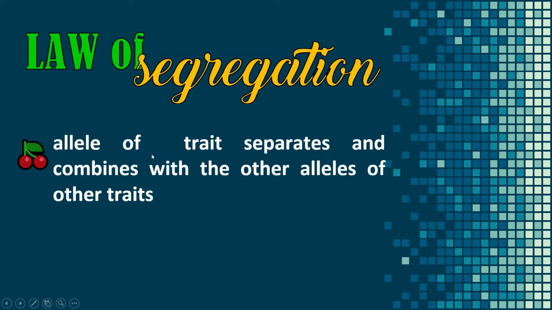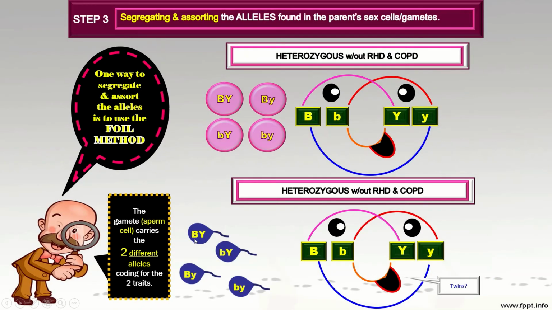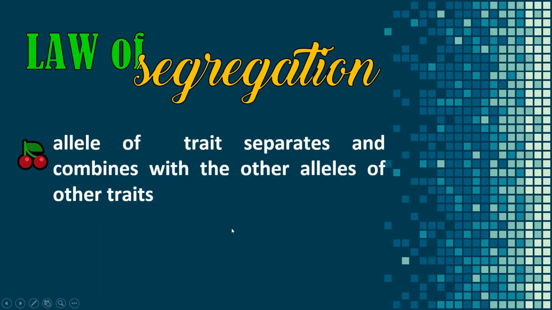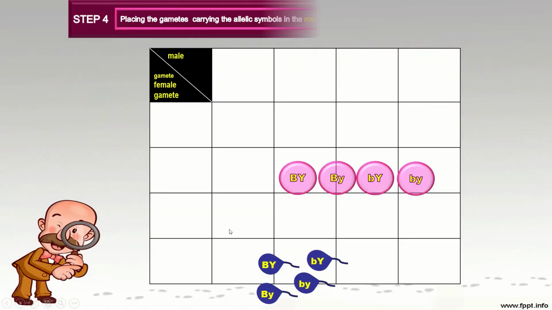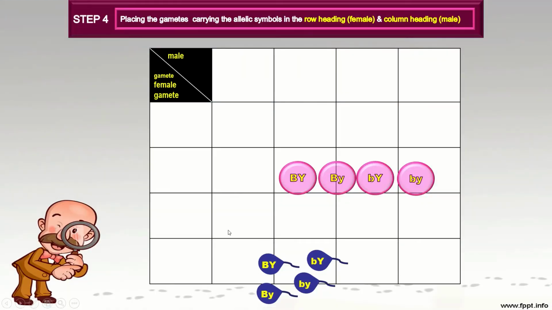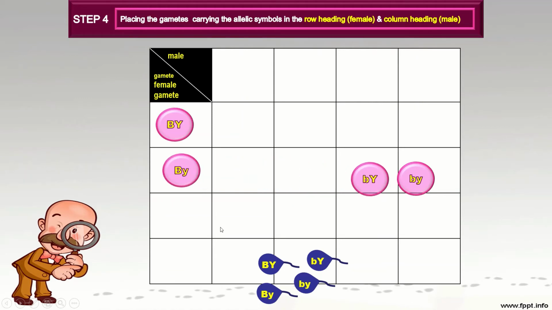The allele of one trait separates and combines with the alleles of the other trait, now forming the genome of the individual. Okay, so step 4, we do the placing of the gametes carrying the allelic symbols of the two traits in their proper places.